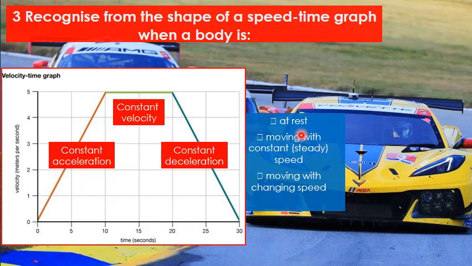Don't mind this one. This one is the correct constant speed or steady speed, constant velocity is this part. Then moving with changing speed, but constant acceleration, that's the correct thing. So don't mind these things, I'll fix them.